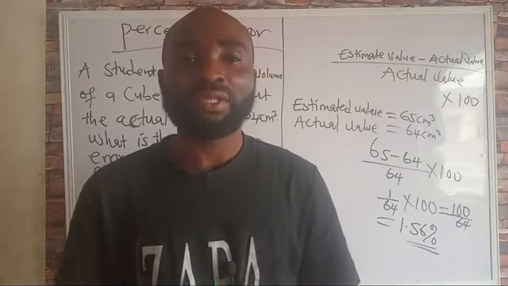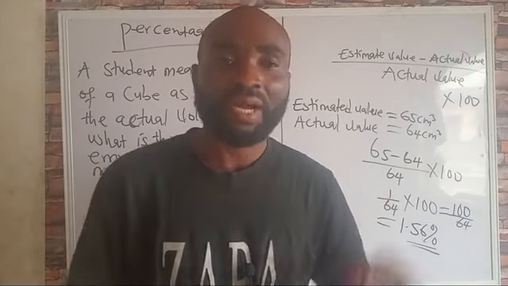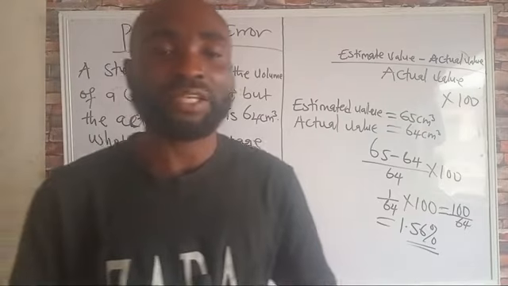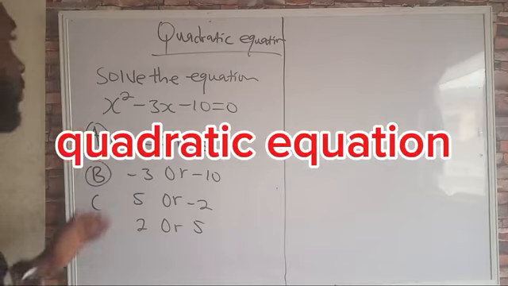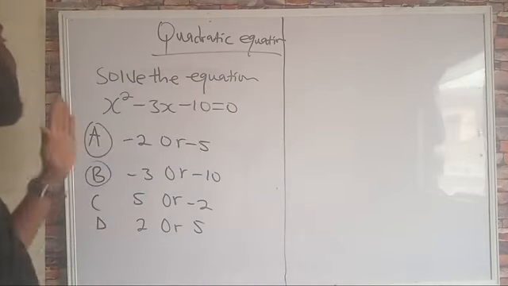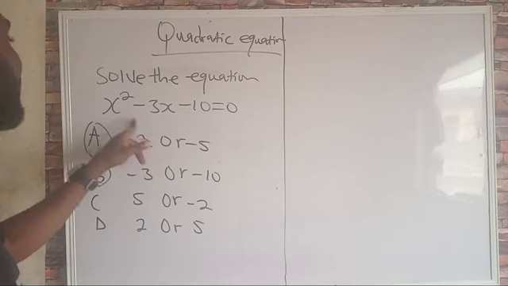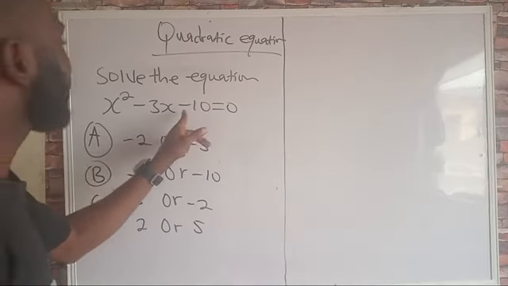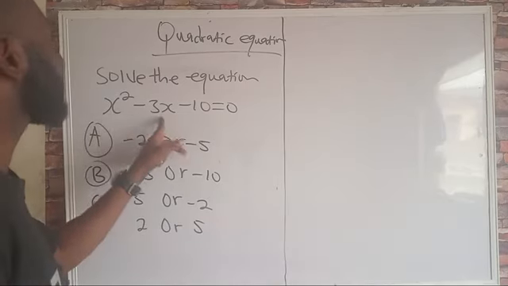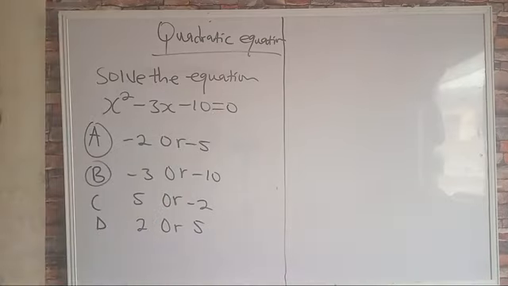So last but not the least, we'll be looking at quadratic equation as our last topic in this section. Okay, part 1. So now the last on the list is quadratic equation. This is what we have here: solve the equation x squared minus 3x minus 10 is equal to 0. So this is a typical example of a quadratic equation.